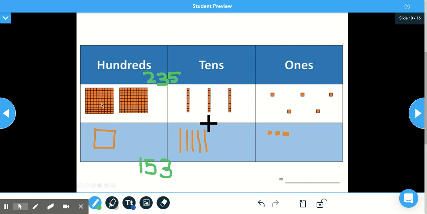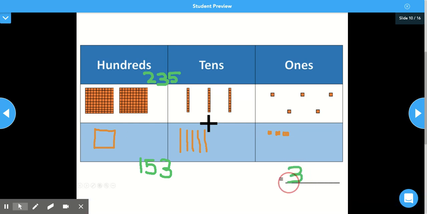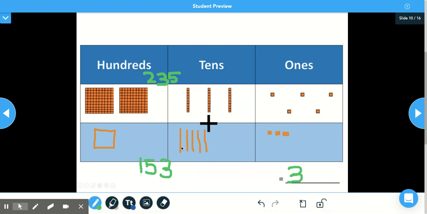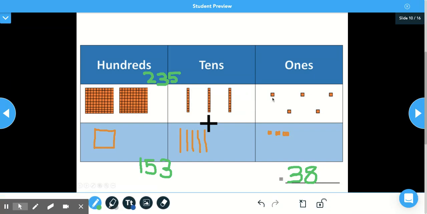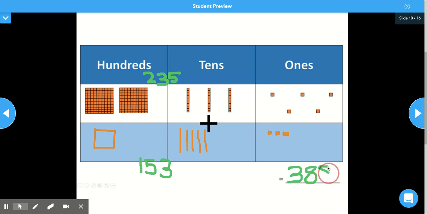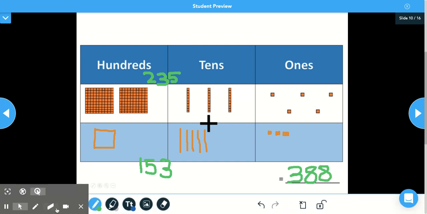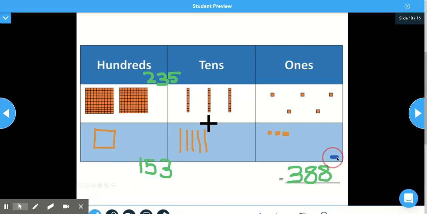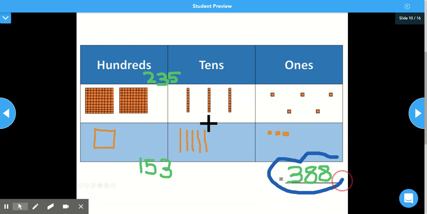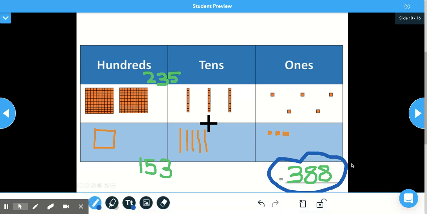All together I have 1, 2, 3 hundreds, 1, 2, 3, 4, 5, 6, 7, 8 tens, and 1, 2, 3, 4, 5, 6, 7, 8 ones. That makes my final number 388. I'm going to write that on the bottom with my equal sign to show my answer.